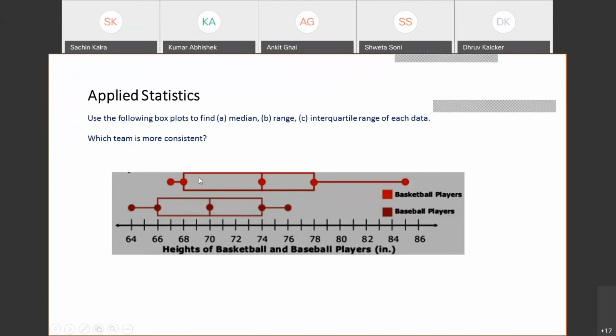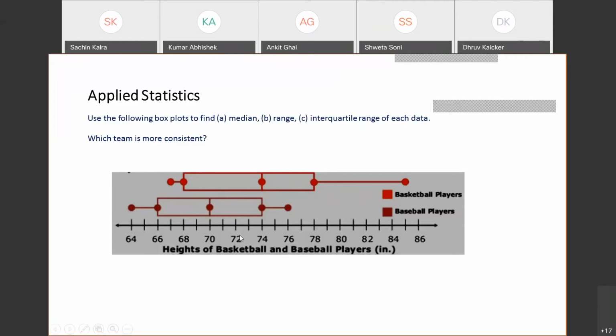Okay, let's look. To find the median, this is a box plot. For baseball, we have 70. For basketball, this line goes to 74. For range, it's simple. For IQR, we can subtract 78 minus 68 or 74 minus 66. Or if you want the complete simple range, we can take the extreme values. Now, which team is more consistent?